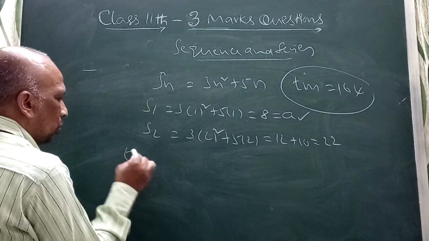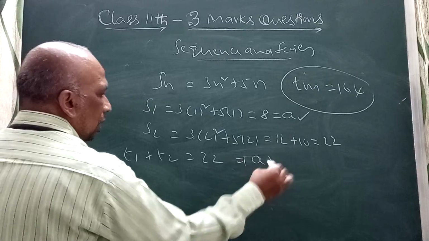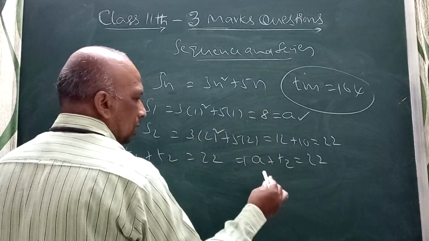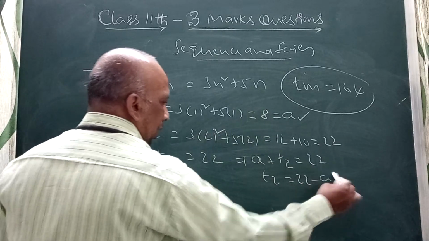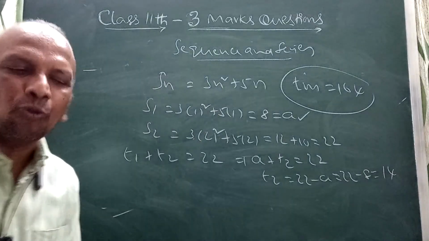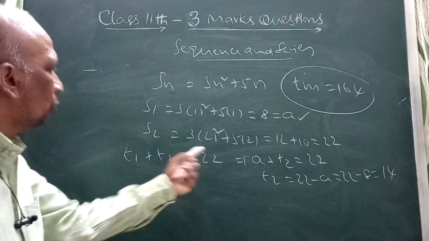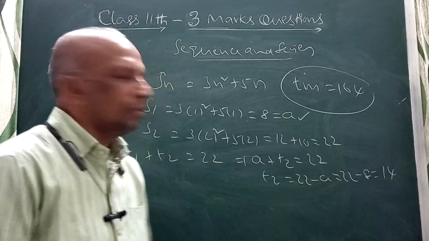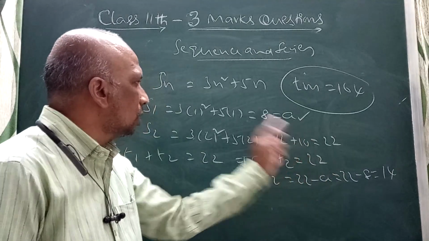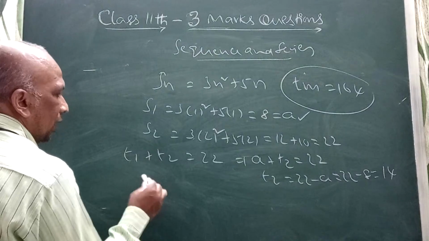This is T1 plus T2, right? So I can mention here, A plus T2 is equal to 22. The first term is A, which is 8. So T2 equals 22 minus 8, it will be 14, right? So the first term is 8, the second term is 14. I can check whether it is an AP or GP here. If you want, I can still find S3, and then I can decide.